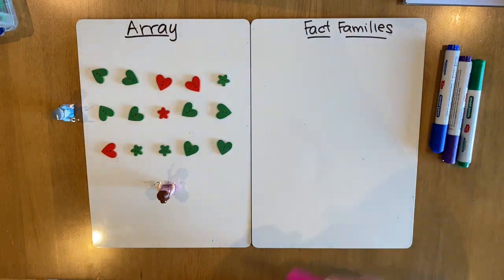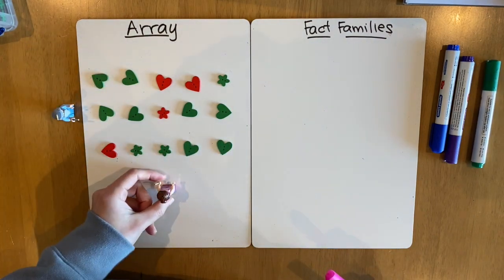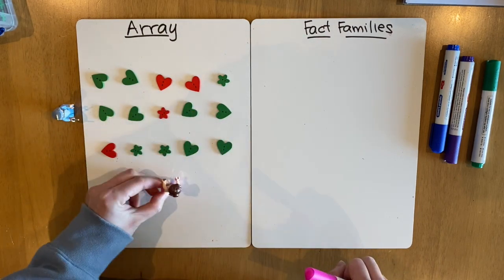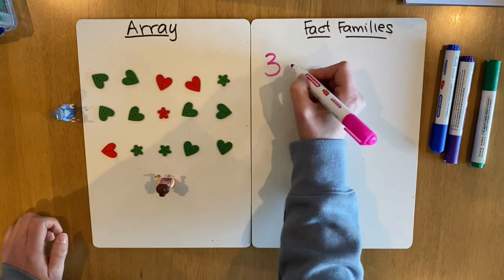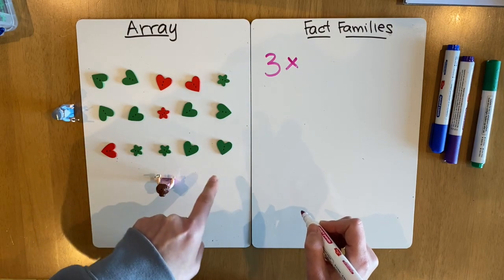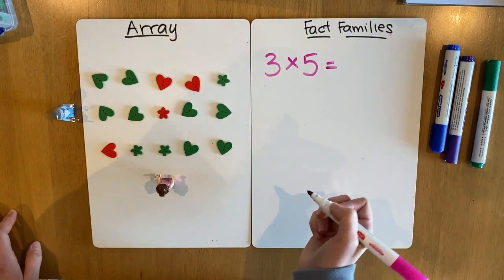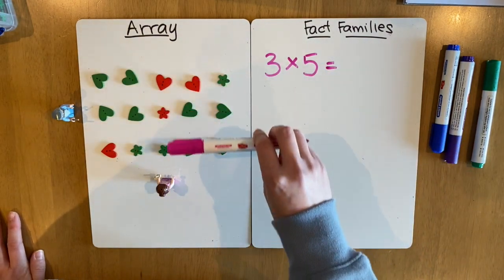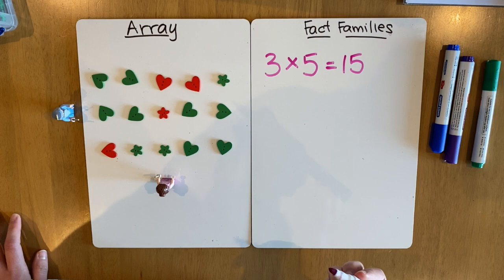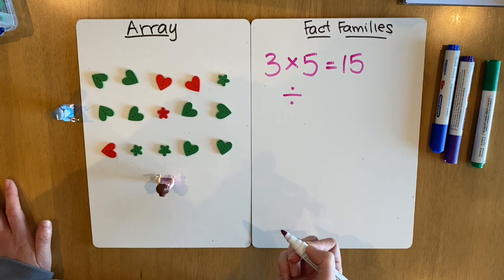So, what multiplication number sentence can Hermione see? So she sees 1, 2, 3 rows. She sees 3 groups of 3 rows of 1, 2, 3, 4, 5. 3 groups of 5. So altogether, 5, 10, 15. She sees 15 objects.